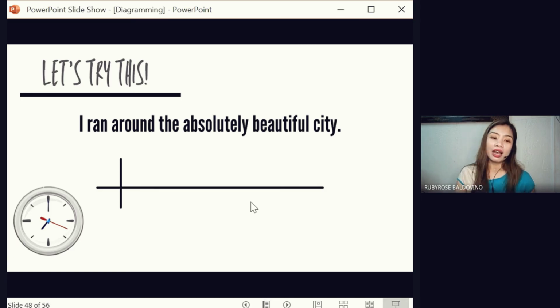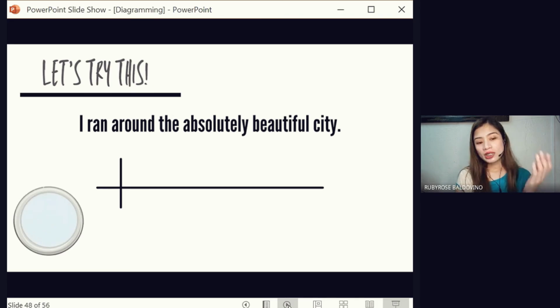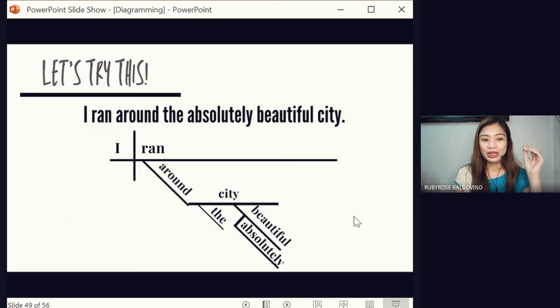Let's try this. I ran around the absolutely beautiful city. How are you going to diagram this sentence? So which is the subject? I. And which is your verb? Ran, right? So the rest of the sentence, around the absolutely beautiful city, is your prepositional phrase. And it describes your verb ran. Where did you run? Around the absolutely beautiful city.